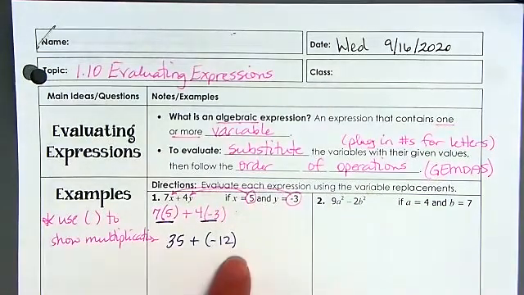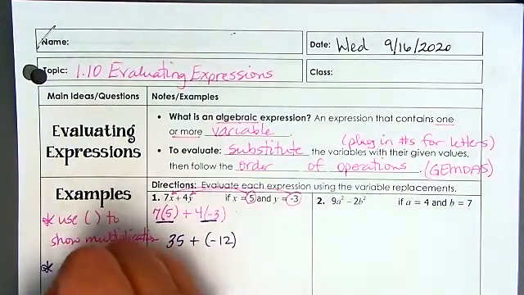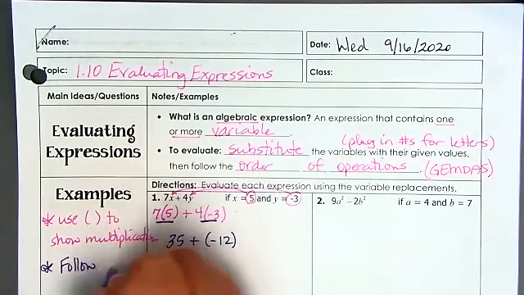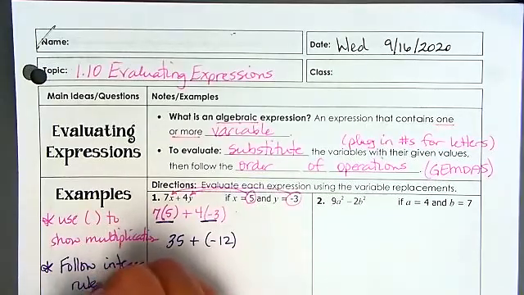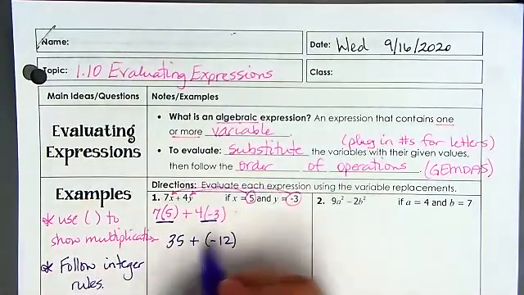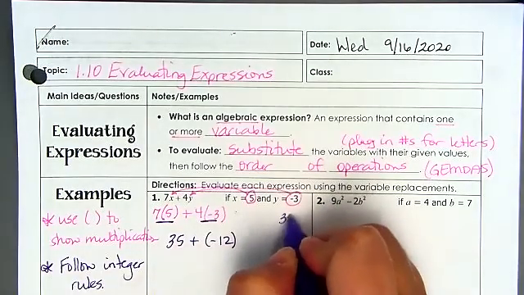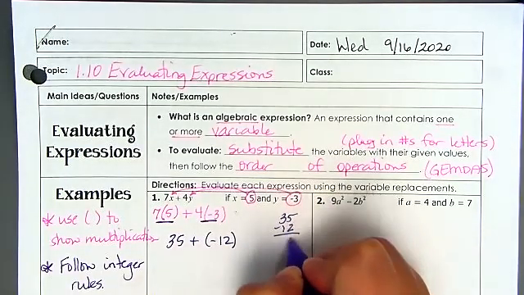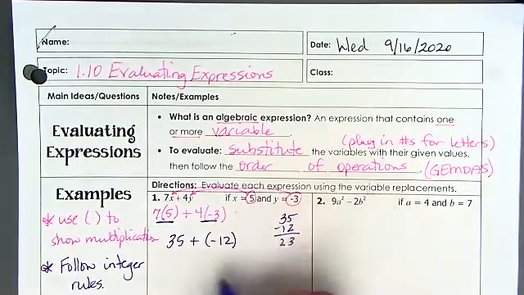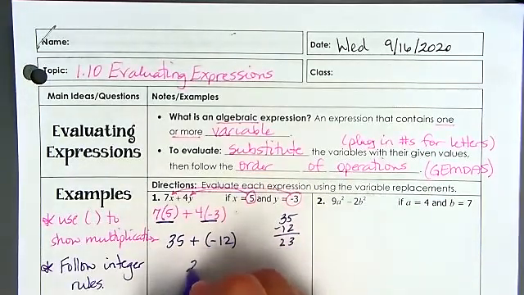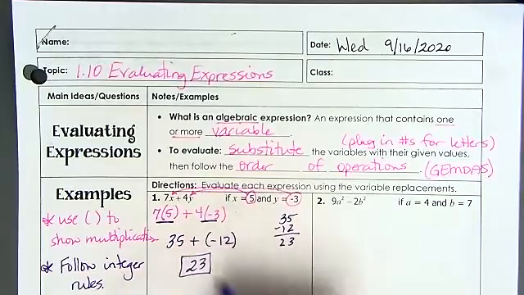And now I follow my integer rules. So these are doing battle because they're different signs. So I'm actually subtracting. So I'm doing 35 minus 12, which is 23. The positives are winning. So my answer is 23.